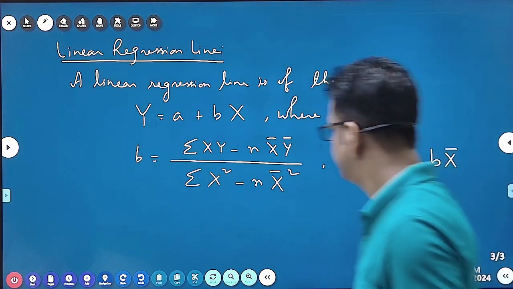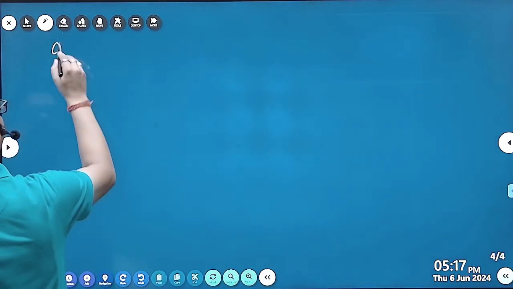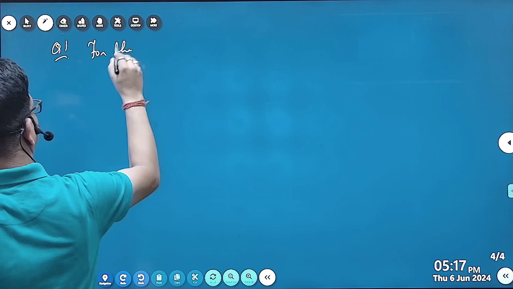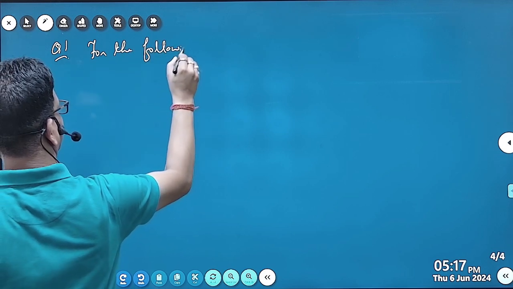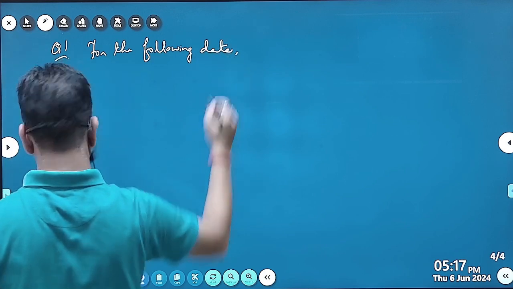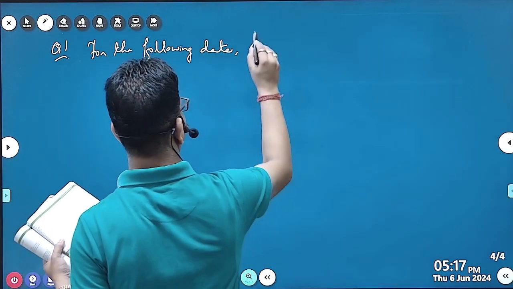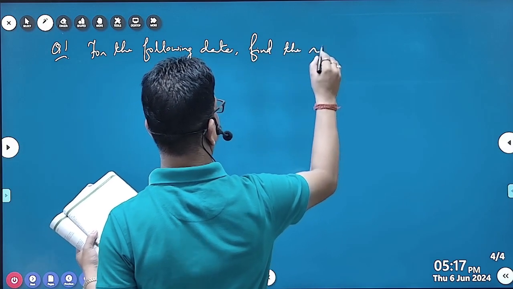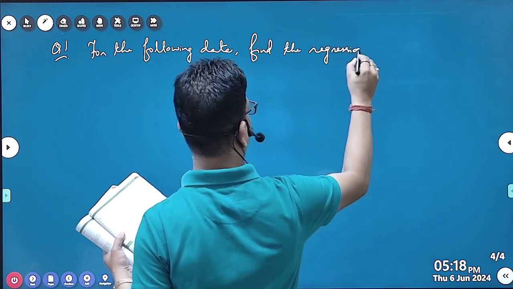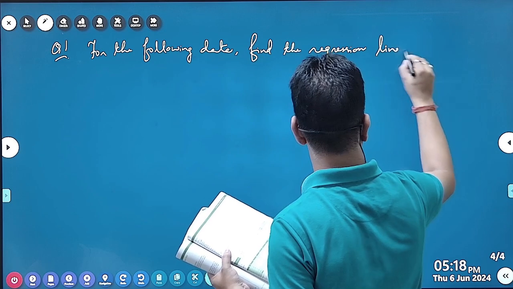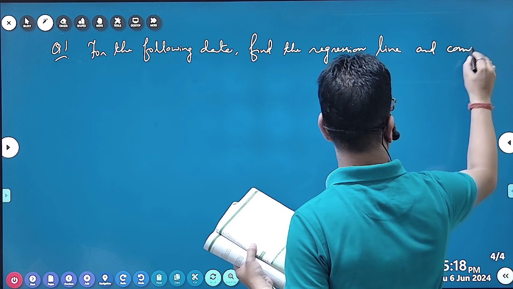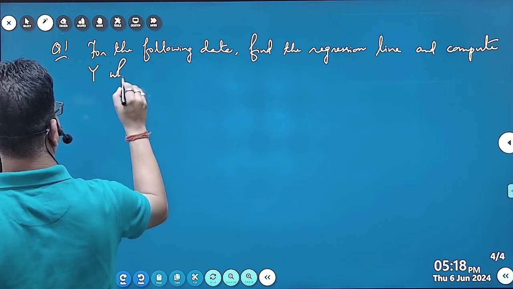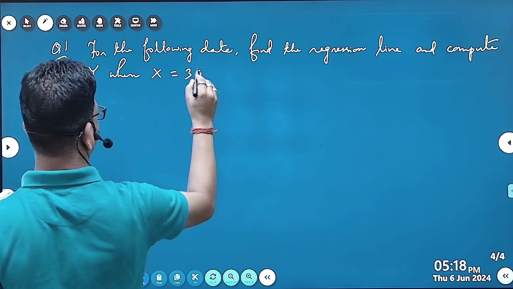One question. For the following data, find the regression line and compute y when x is equal to suppose 30.